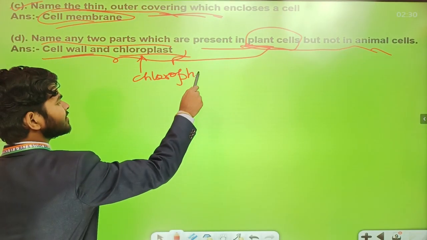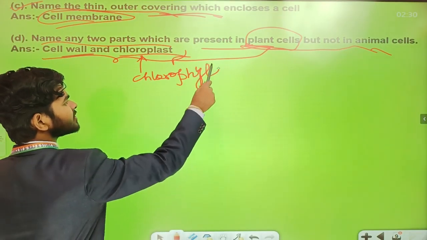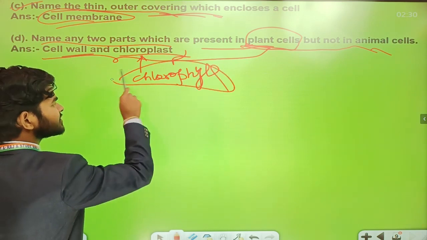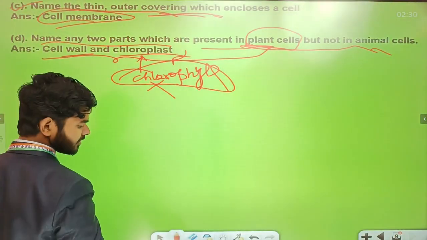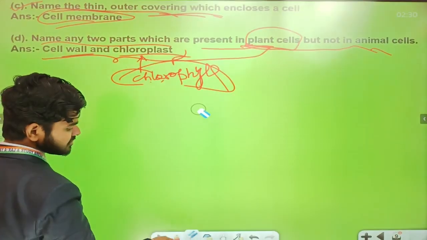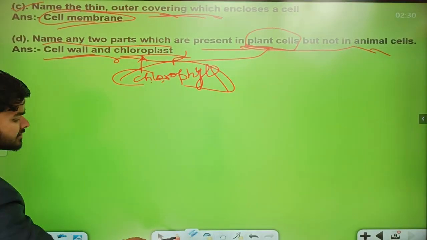I have told you in the notes, I have written it in your notes. There is no need to write this right now, but if you want, you can write it down and mention it.